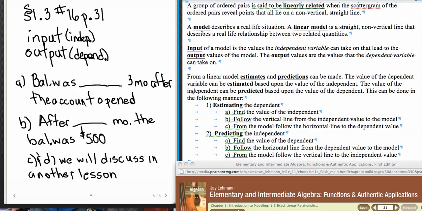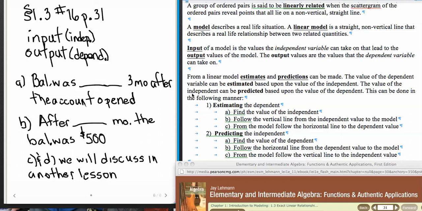And that can be done in the following way, which we're going to use an example to show in just a second. Estimating the dependent, what we do is we find the value of the independent on the independent axis, the x-axis, and then we follow the vertical line from the independent value up to the model. And then from the model, we follow a horizontal line to the dependent value, which is located on the dependent axis. If we want to predict, we're going to use this process backward.